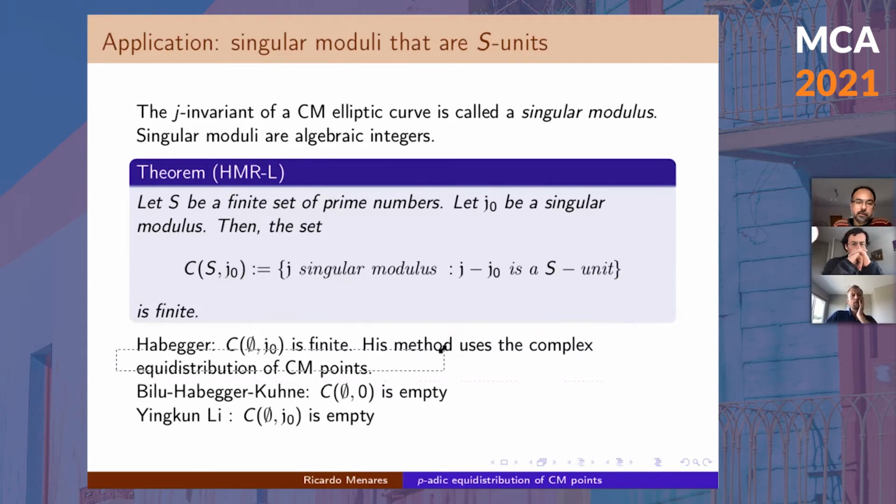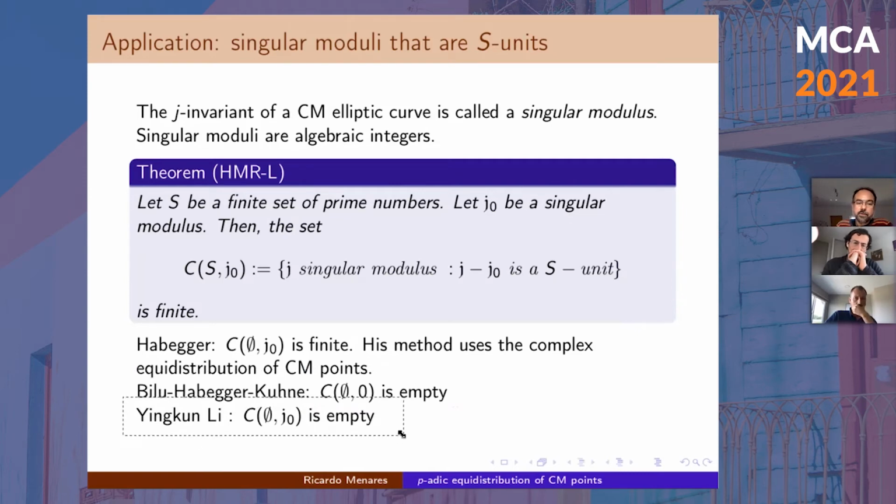But there are some effective results on the algebraic unit case. Bilu, Habegger, and Kühne, in subsequent work, show that if J0 is a singular modulus, then this set is empty. So this is telling you that no singular modulus is an algebraic unit.